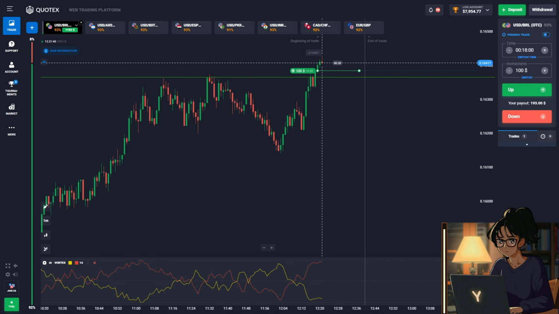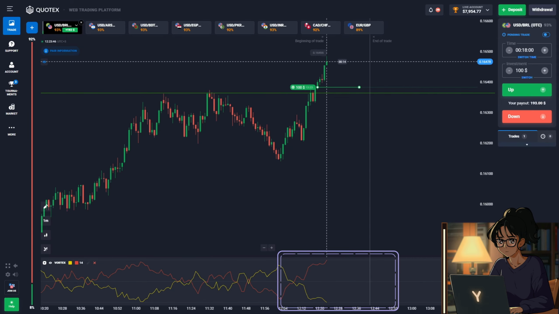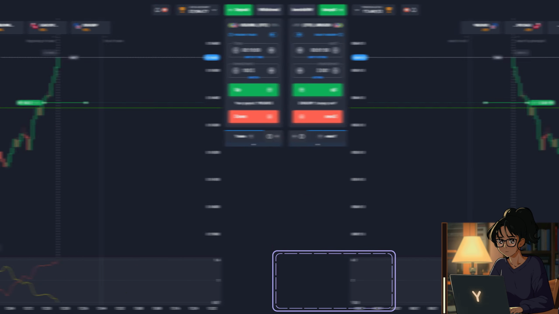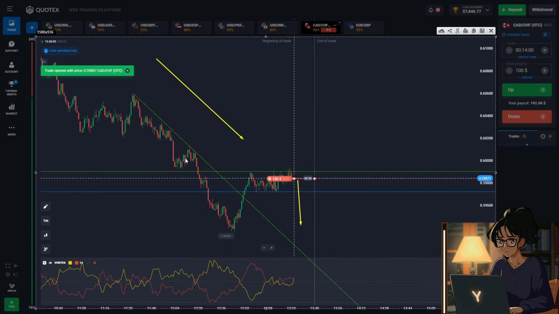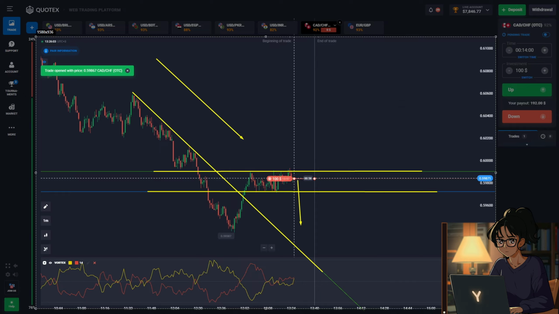Vortex shows what dominates in the market. Red line above yellow means that bulls are in control. Yellow above red, bears. When these indicators match what you see on the chart, that's your entry.